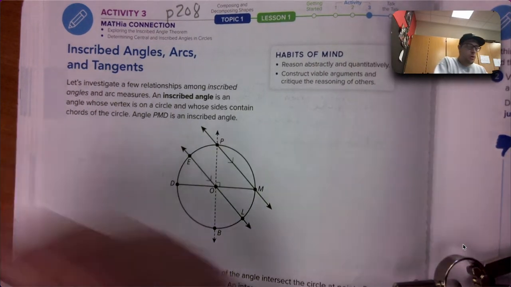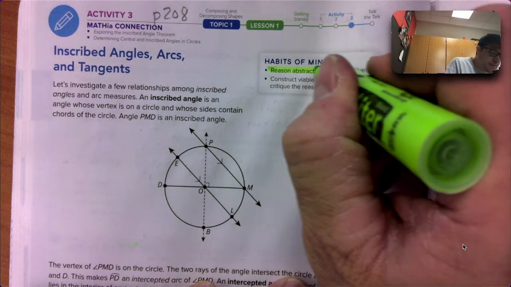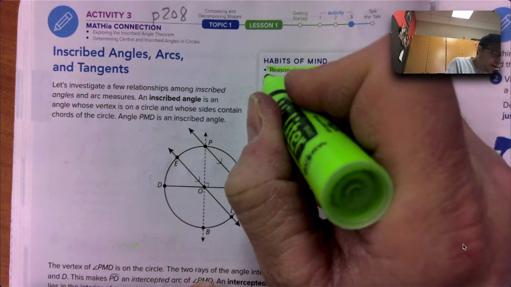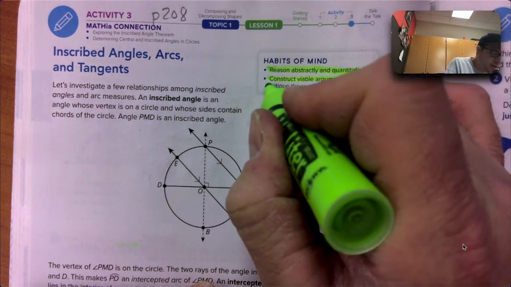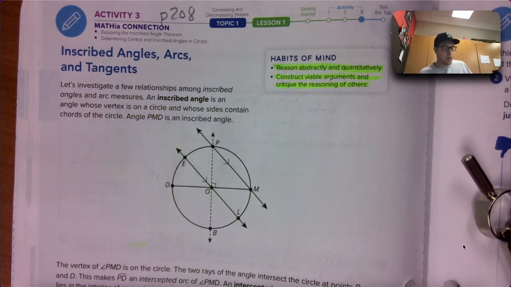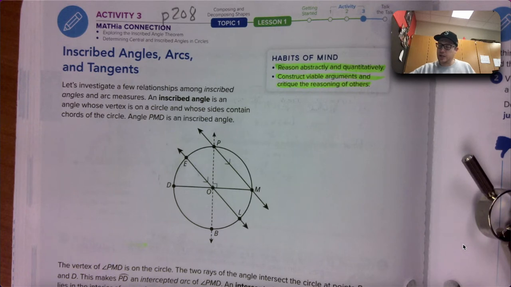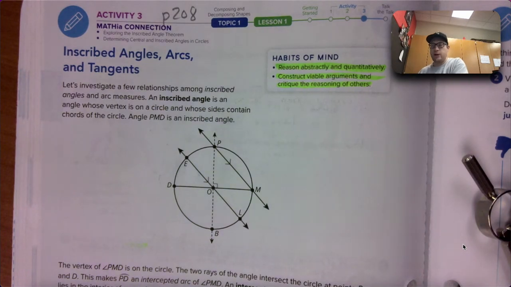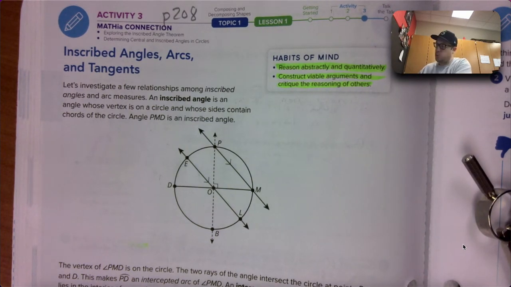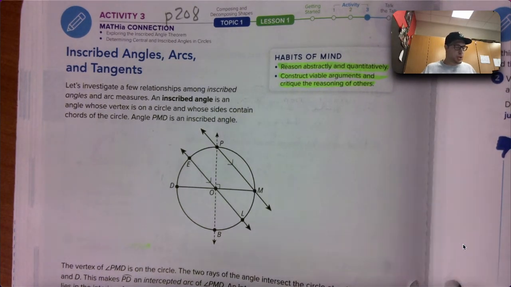today. We're going to talk about the ability to reason abstractly and quantitatively. We're going to construct viable arguments and critique the reasoning of others. That's what we're doing on this activity today. This is also related to the third and final learning target off of page 201 for this lesson. Make conjectures about inscribed angles on a diameter and the angles formed where tangent lines cross the circle or intersect radii of the circle. So let's bring in that notation.